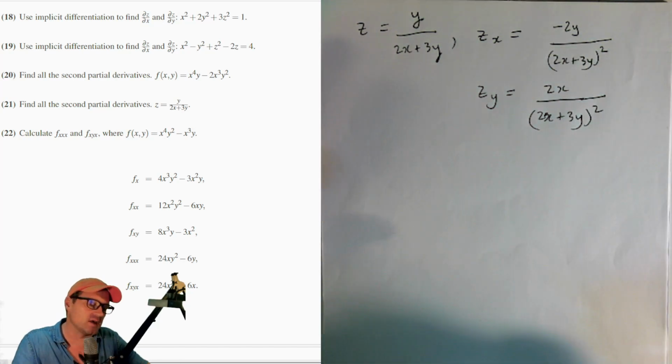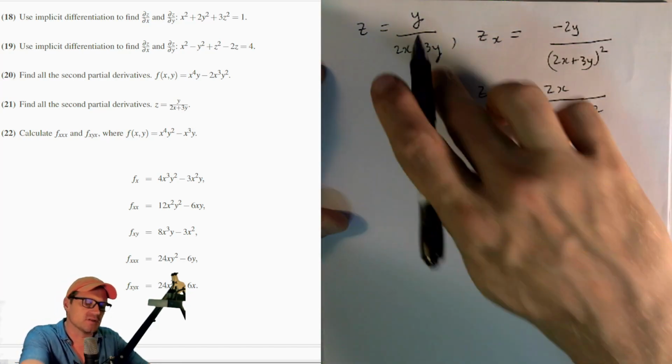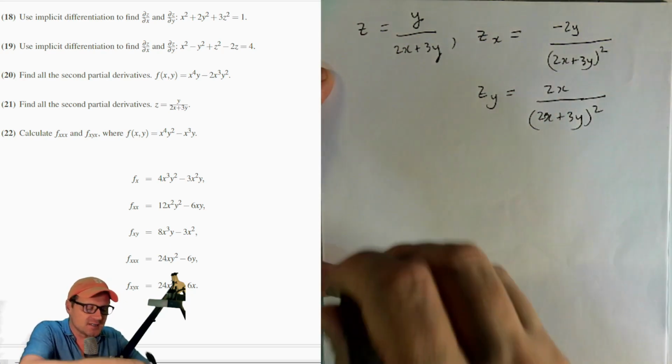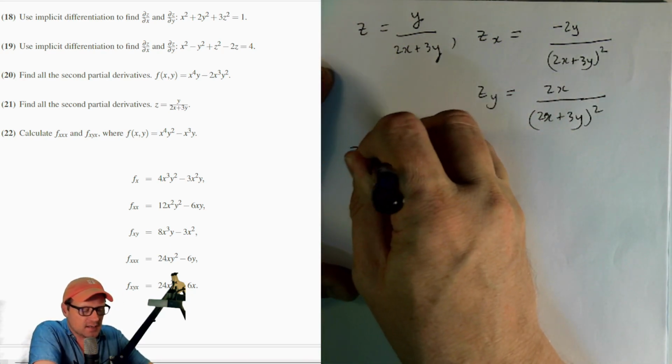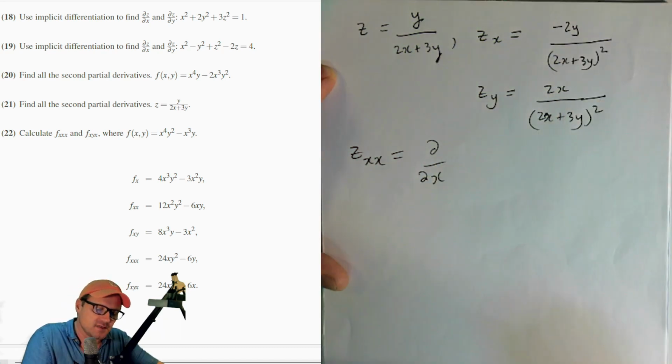Continuing, we're calculating all of the second order partial derivatives for this function. And so we need to differentiate z subscript x again. z subscript xx is the derivative with respect to x of this.